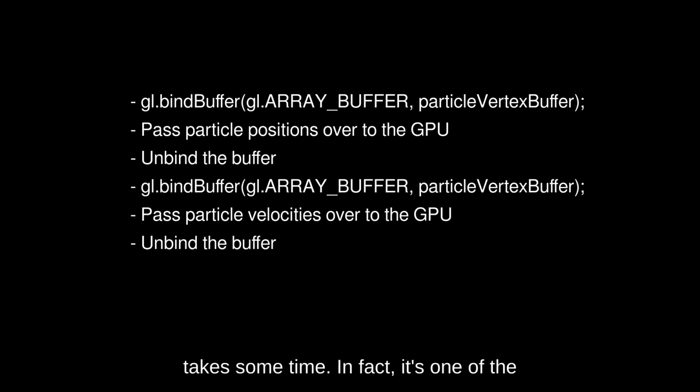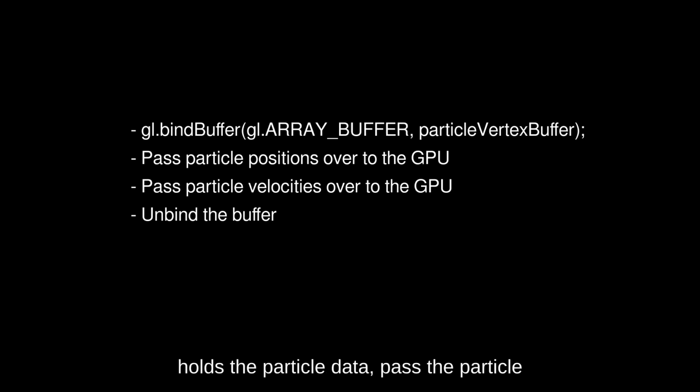It takes some time. In fact, it's one of the most expensive things that we regularly do. This is the reason that we have manual control over binding buffers to the connection points between the CPU and the GPU. So instead, the particle operation can look like this: bind the buffer which holds the particle data, pass the particle position data over to it, pass the particle velocity data over to it, and then unbind the buffer. As you can see, this removes a lot of redundancy.